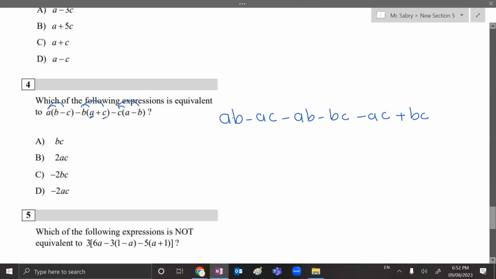So like terms together, this will cross this, this will not cross the other one, by the way. This will cross this, and then I'll have -2AC, because this is -1 and this is -1. So the answer here is D. Any issues, any questions?